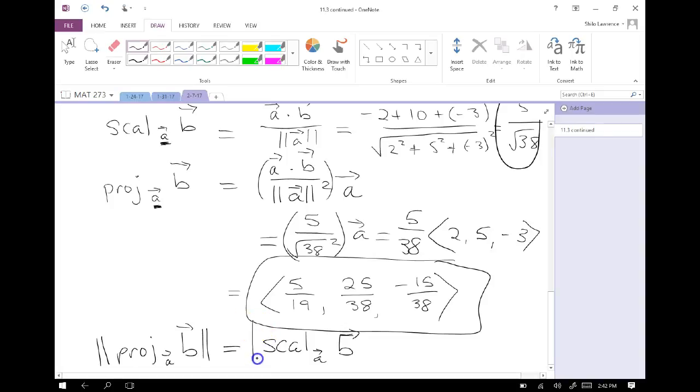And let me actually throw some absolute values around there, because the scalar projection could possibly turn the vector around and make it point in the opposite direction. So the absolute value for the scalar is the magnitude of the projection. So if we were to go and do our magnitude formula on that, it would come out 5 over square root 38.